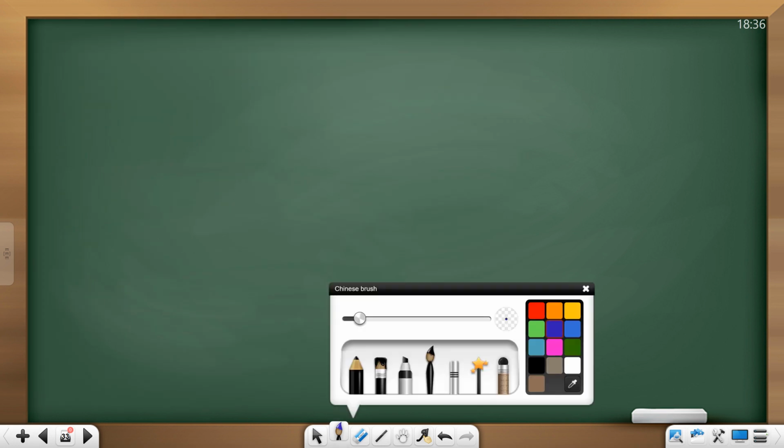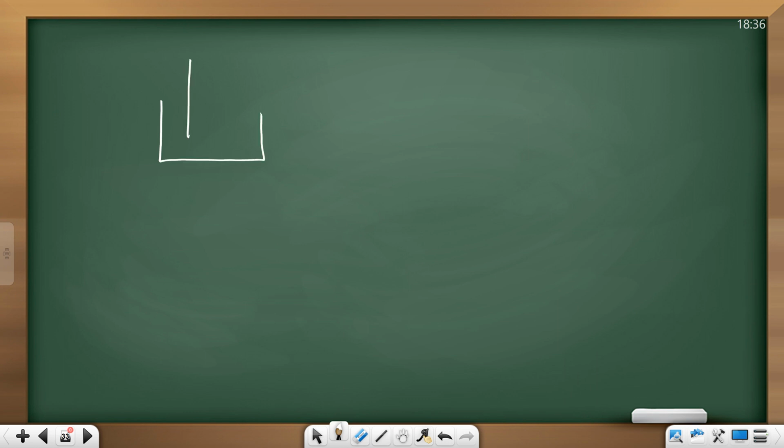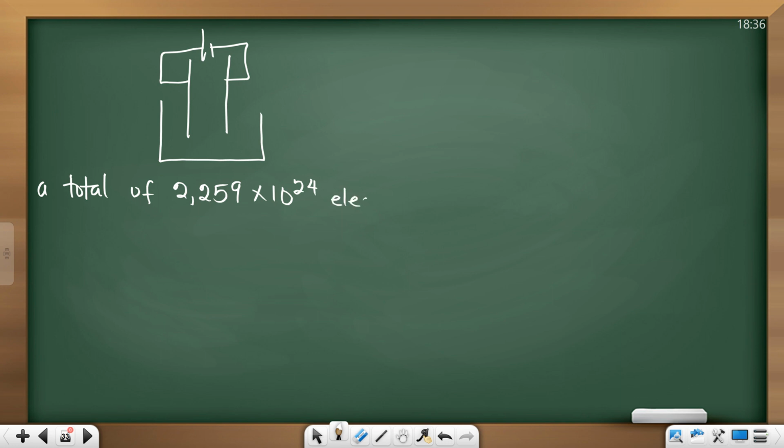Okay, before I go to that question, check. I have a question with me. It's an electrolytic cell, and they told us that it's 5 marks. During the process illustrated above, a total of 2.2 times 10 to the power 24 electrons. Calculate the mass. And here as well, it is the purification of copper. The mass of copper.